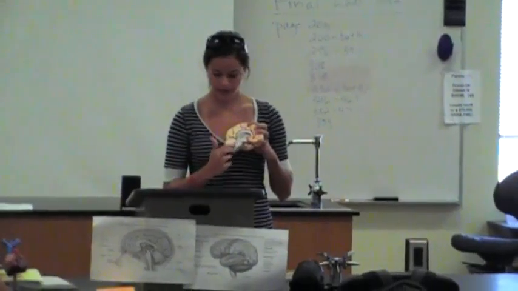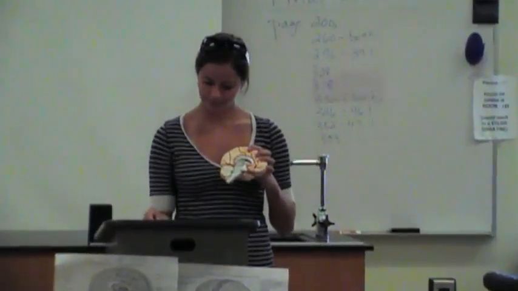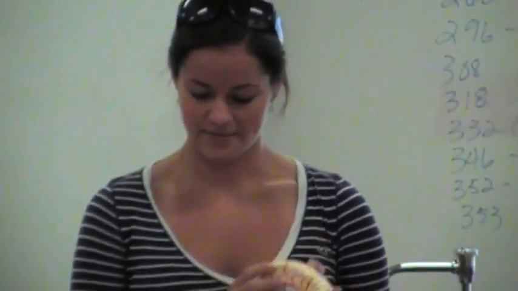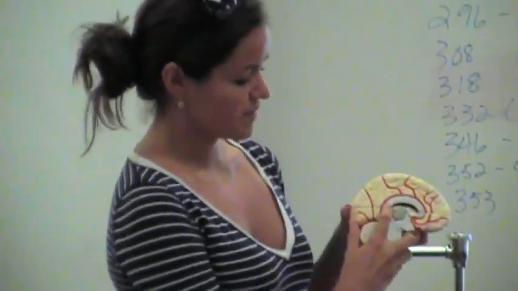The diencephalon, the brainstem, and the cerebellum. The cerebrum is the largest portion. It consists of two cerebral hemispheres. The other one's obviously missing. It's connected by the corpus callosum.